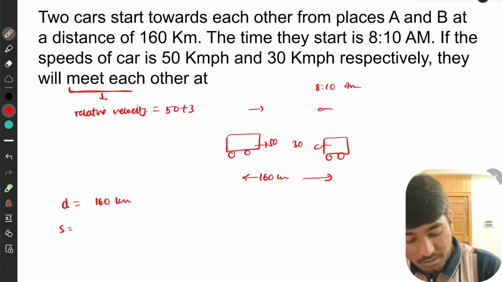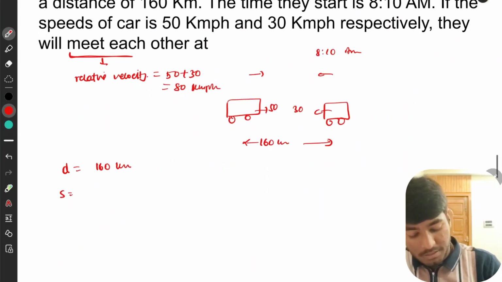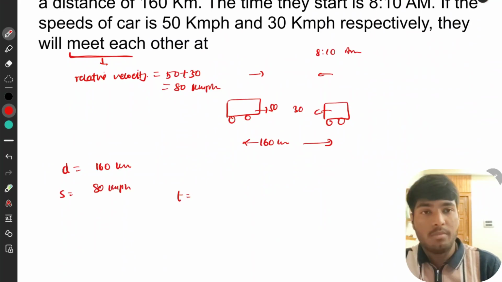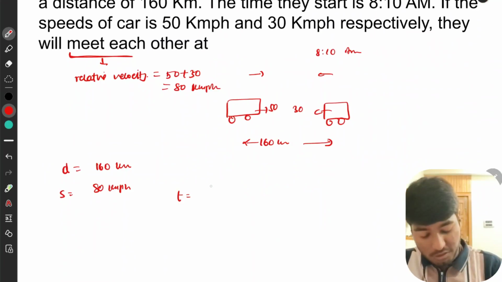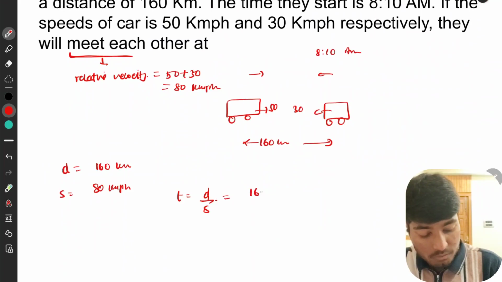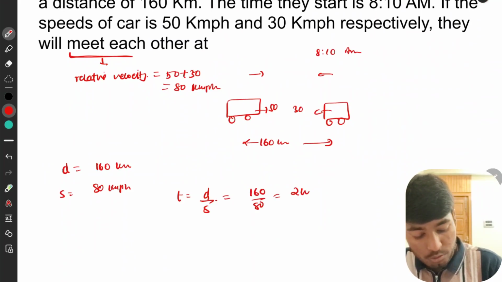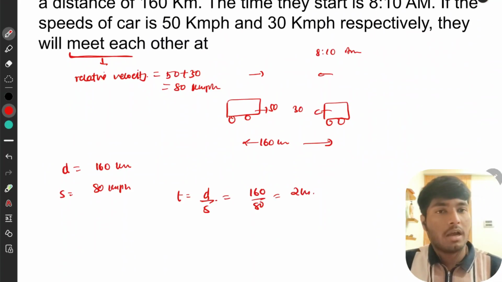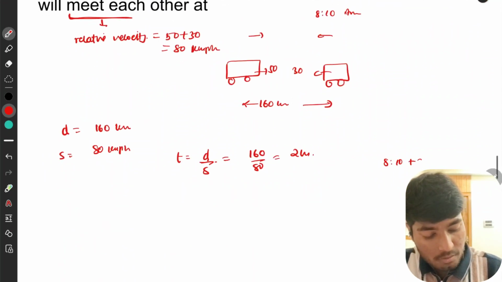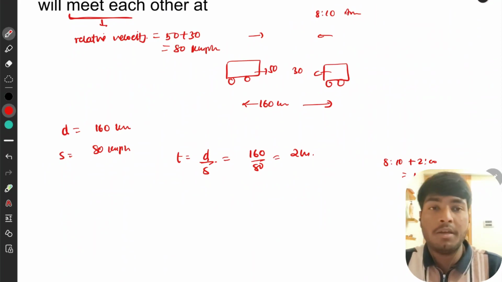So this will be 50 plus 30, that is equal to 80 kilometers per hour. Distance is 160, relative velocity is 80 kilometers per hour. So what is the time at which they will meet? The time is equal to distance upon speed, that is 160 upon 80, that is equal to 2 hours. They will meet each other after 2 hours, that is 8:10 plus 2, that is equal to 10:10. So they will meet each other at 10:10.